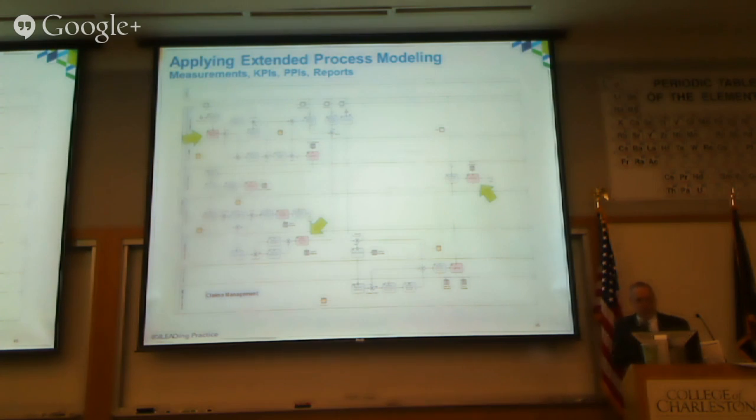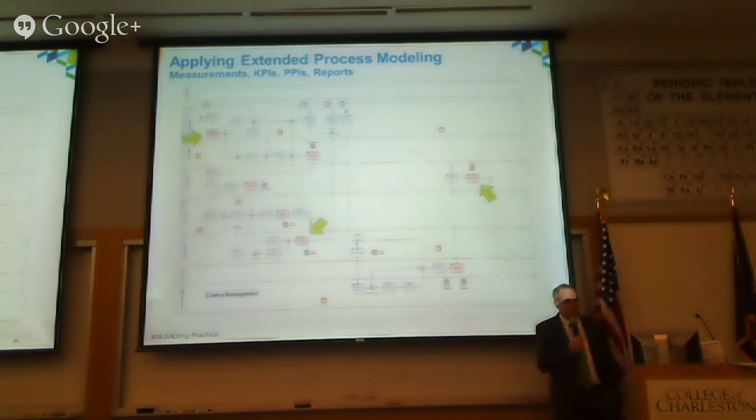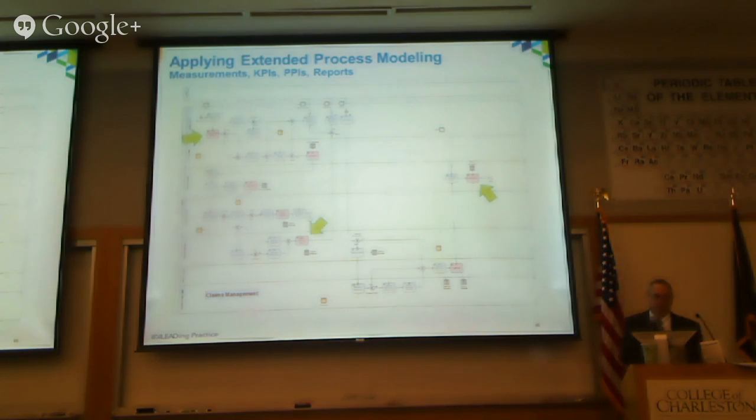Now, one of the most important elements that we have found associated with these extensions is the ability to articulate your maps and models with points of measurement, in particular for PPIs, but KPIs and PPIs collaborating together. Essentially, you can look at this and find out where you need to be taking measurements and therefore monitoring the process to determine if you're achieving the goals that you've got.